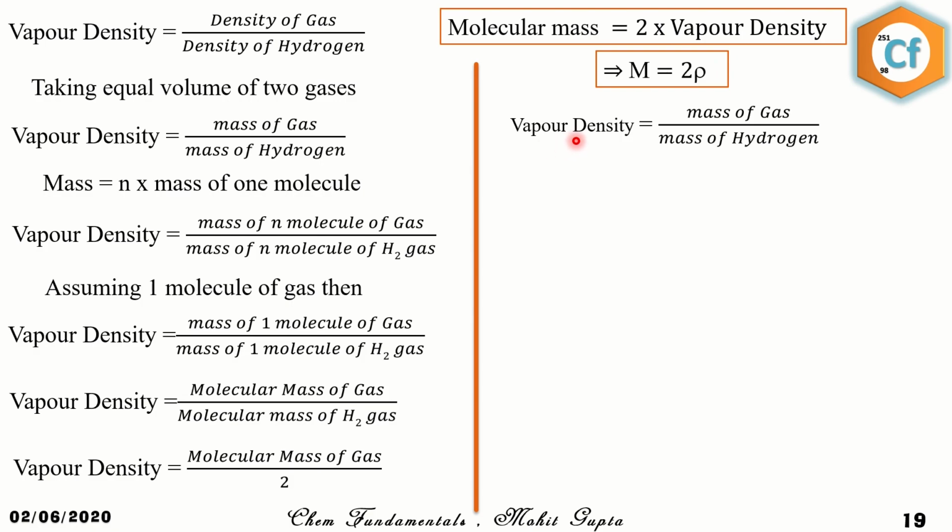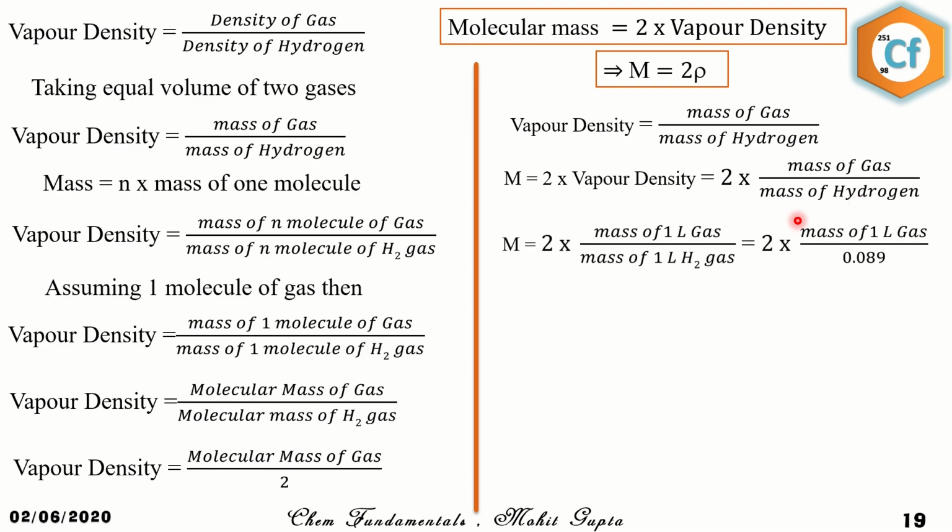So this is an important formula which we use in several numericals. Now along with that, vapor density is equal to the mass of gas divided by the mass of hydrogen. I have taken it from here. This means molar mass is equal to twice the vapor density, which means twice the mass of the gas divided by the mass of the hydrogen. Now if I take 1 liter of a simple gas and 1 liter of hydrogen gas, in that case I can write it down: molar mass is equal to 2 times the mass of 1 liter of gas divided by the mass of 1 liter of hydrogen gas.